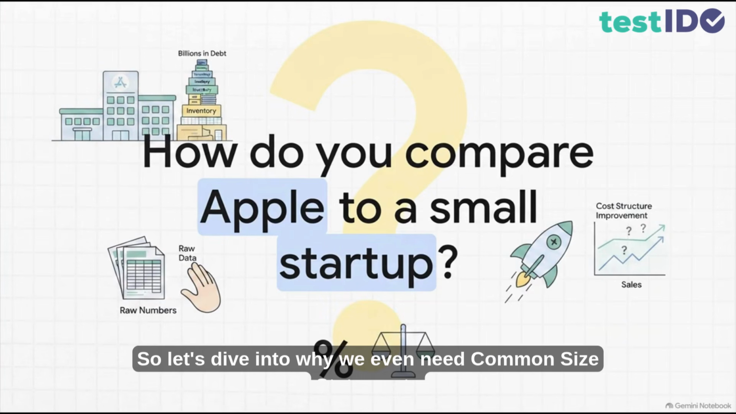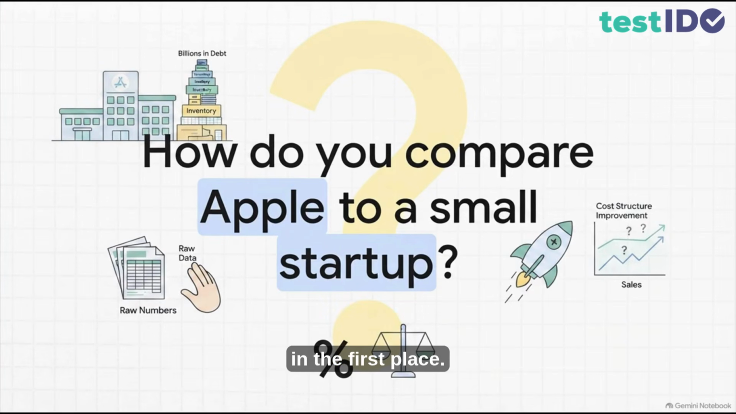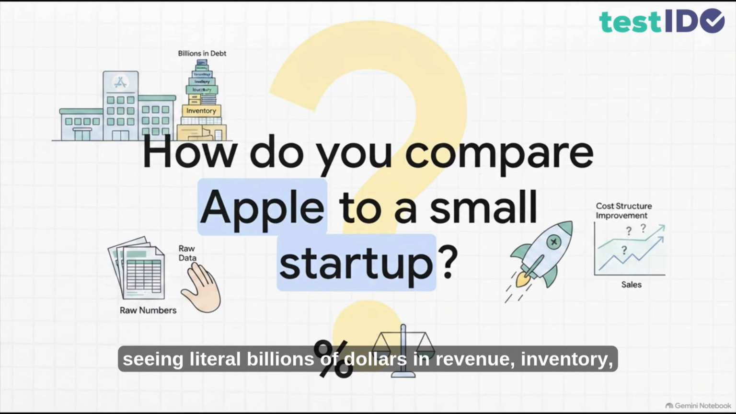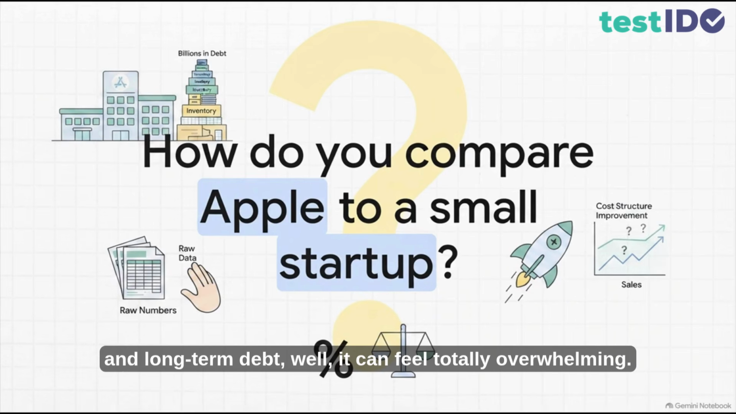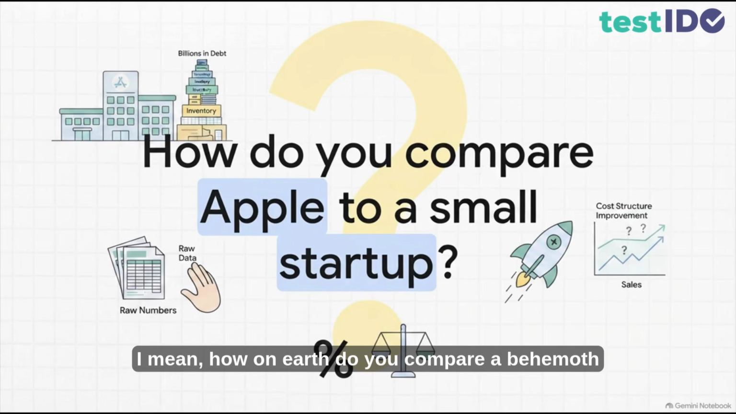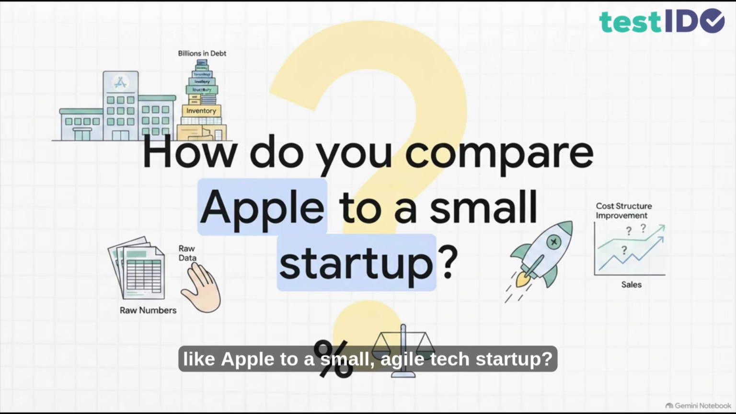So let's dive into why we even need common size statements in the first place. When you first open a massive company's financial statements, seeing literal billions of dollars in revenue, inventory, and long-term debt, it can feel totally overwhelming. It's completely normal to feel a bit of anxiety about that sheer scale. How on earth do you compare a behemoth like Apple to a small, agile tech startup?